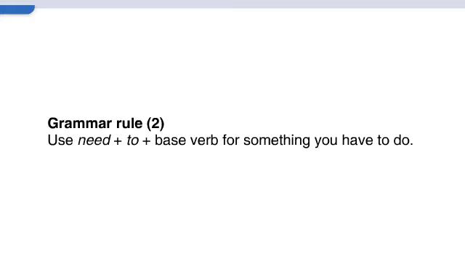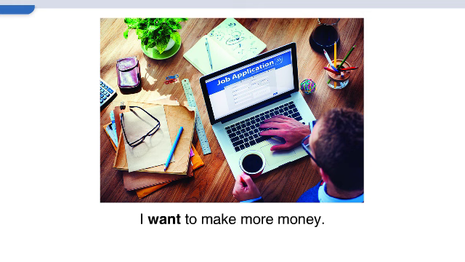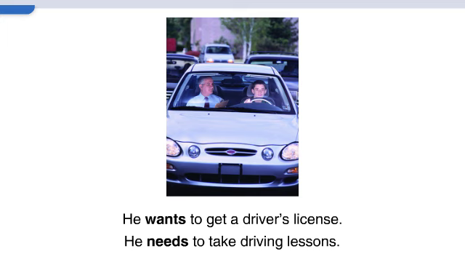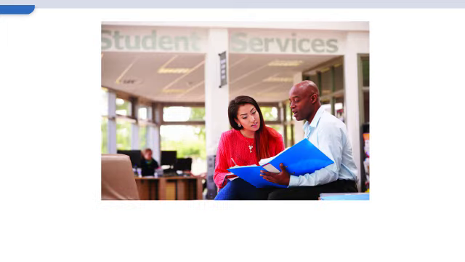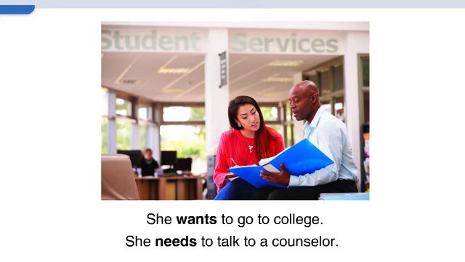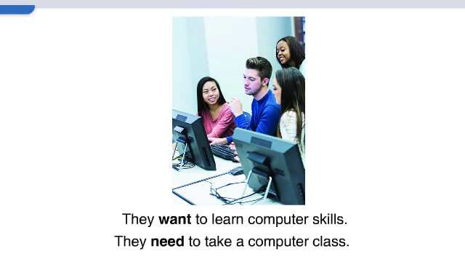Grammar Rule 2. Use need plus to plus base verb for something you have to do. I want to make more money. You need to get a job. He wants to get a driver's license. He needs to take driving lessons. She wants to go to college. She needs to talk to a counselor. They want to learn computer skills. They need to take a computer class.